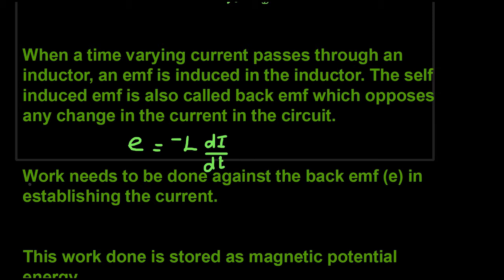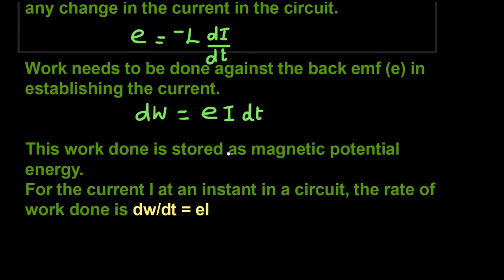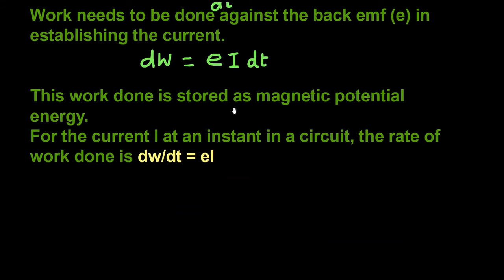Work needs to be done against the back EMF in establishing the current. How much is the work done? If dW is the elementary work done for a time dt, for EMF E and current I through the circuit during time dt, work done dW is equal to EI dt. This work done is stored as magnetic potential energy.